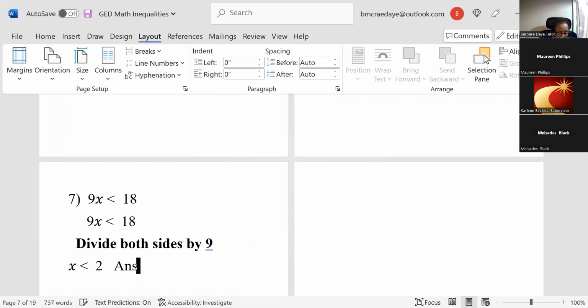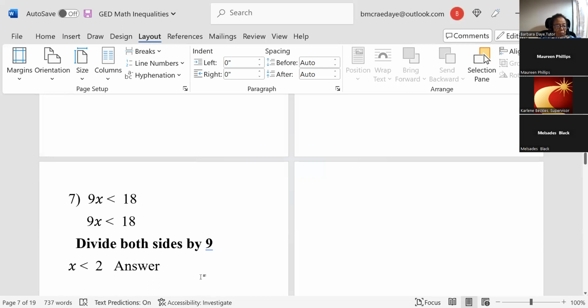Here's your answer. Mercedes, that's the answer. You still have your less than, and you divided 9 by 9, that's x, and 9 into 18 is 2. That's your answer. So x less than 2.